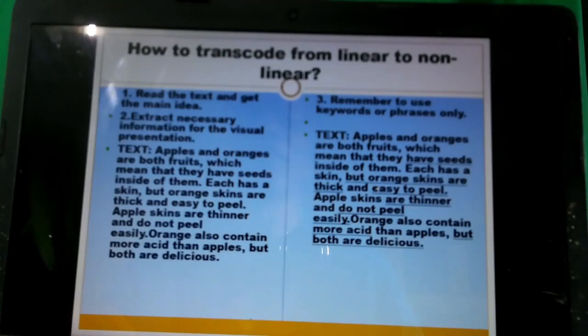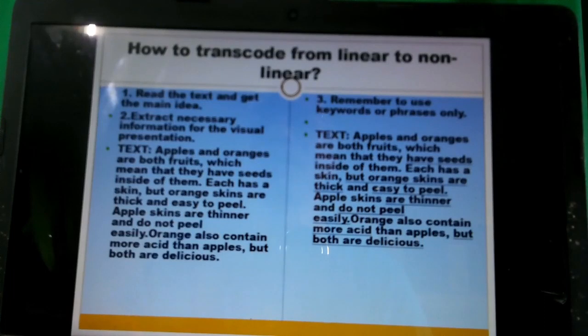Number one, you have to read the text and get the main idea. Next one is you have to extract necessary information for the visual presentation. You have the text also. Next one, number three, you have to remember to use keywords or phrases only. So if you are to read, we have to read the text.